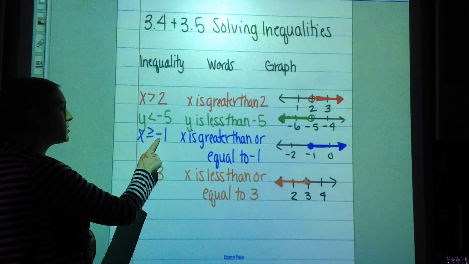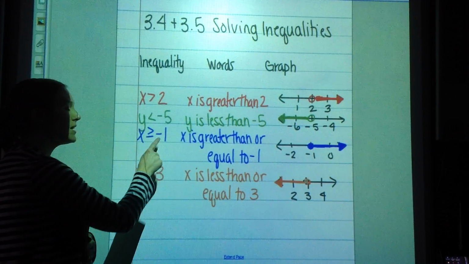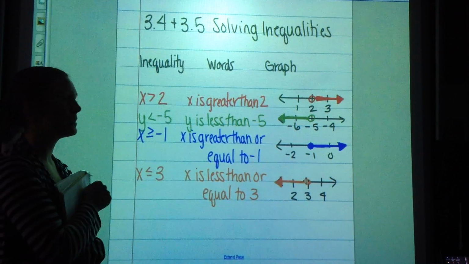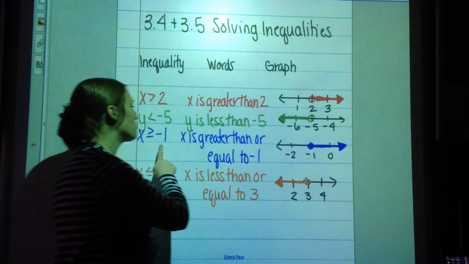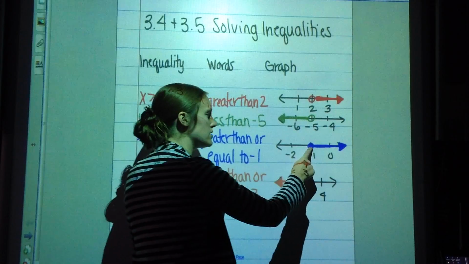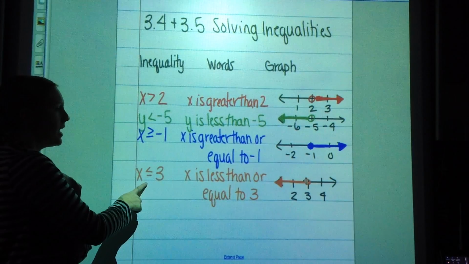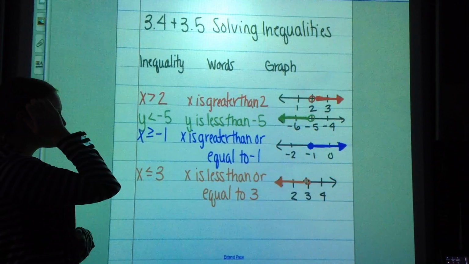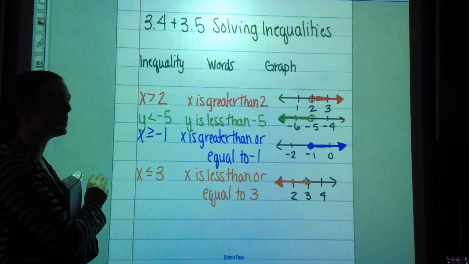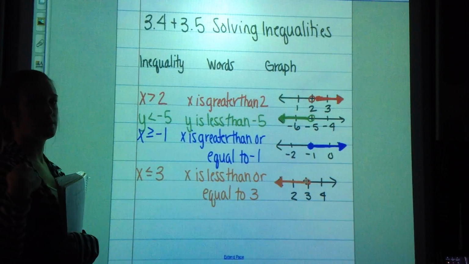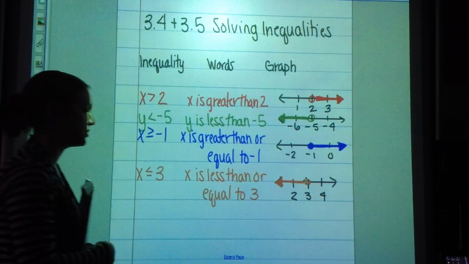X is greater than or equal to negative 1. Because it has this equal to, it means anything negative 1 or bigger is going to be your answer. That's why here negative 1 is shaded in. Here's negative 1, anything bigger as well is your answer. X is less than or equal to 3. Again, because they have this equal to, 3 is an answer, or anything smaller. So it would be represented by this graph. 3 or smaller is your answer.